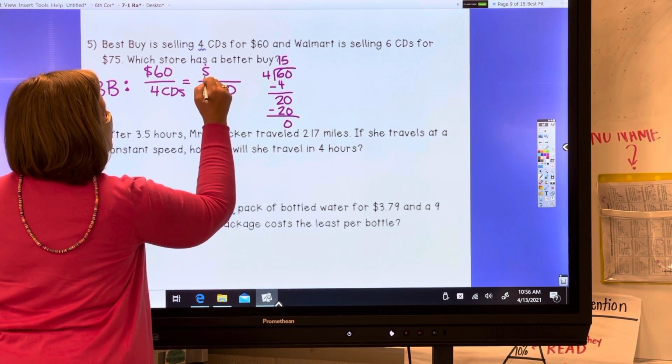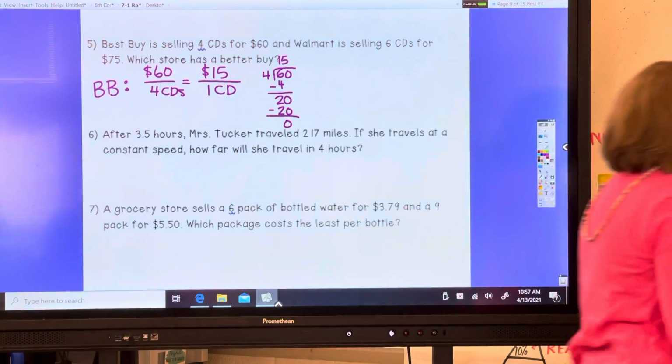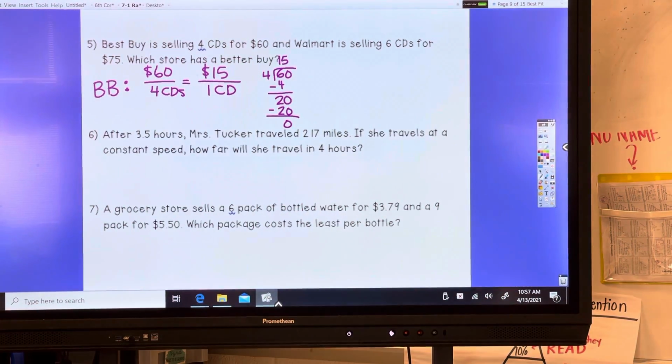How much is 1 CD at Best Buy? $15. Now we've got to figure out how much 1 CD is at Walmart. So I want you to work that out.